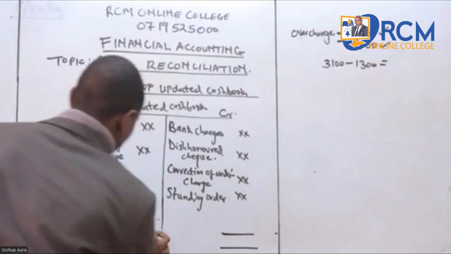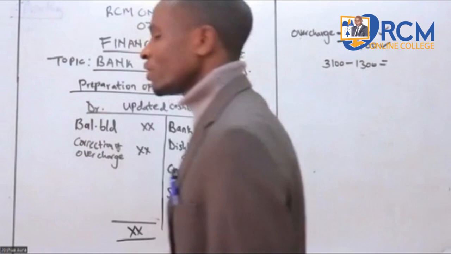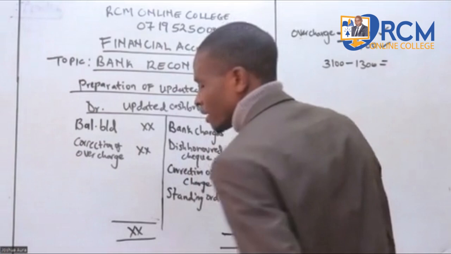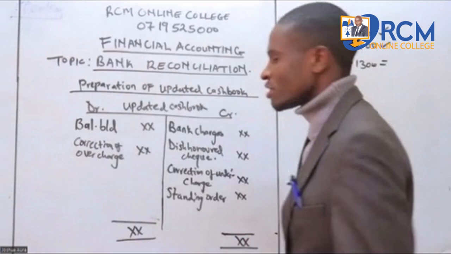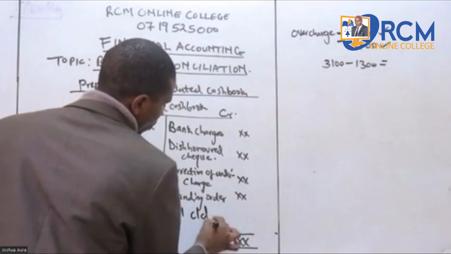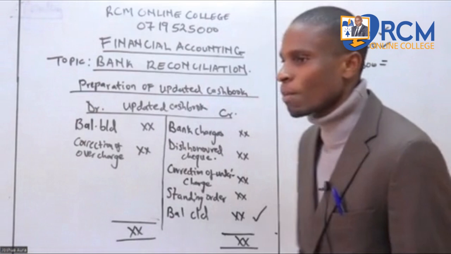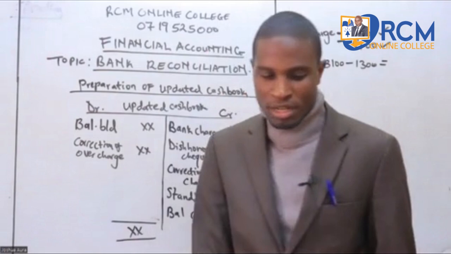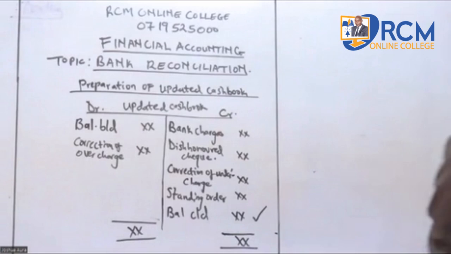So we have our total on the debit side, and we have our total on the credit side. In this case, you find that your debit side may have a higher amount compared to the credit side. So you shall be having a balance carried down on the credit side. And this balance is the balance that we'll be using when preparing our bank statement. Let's now see the format of how we can prepare the bank statement.